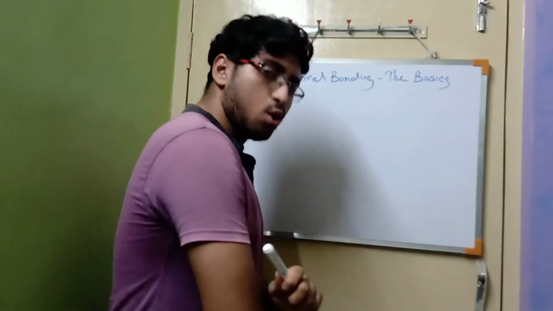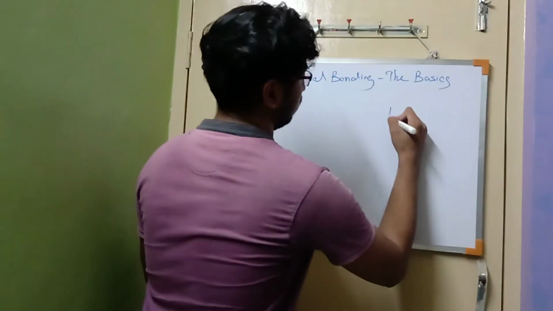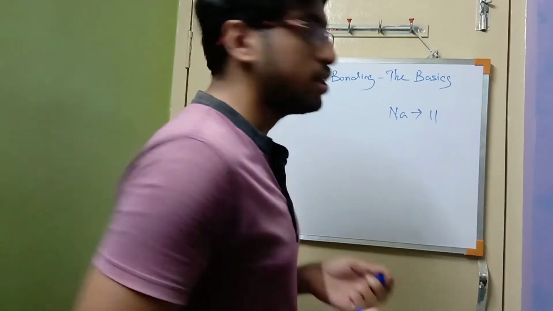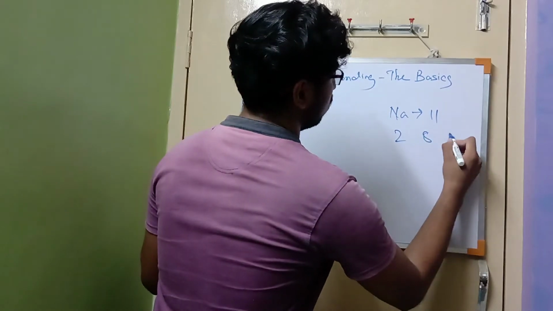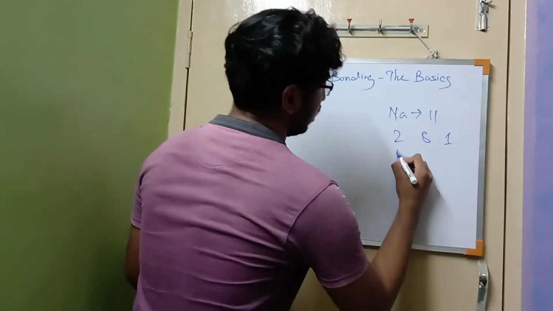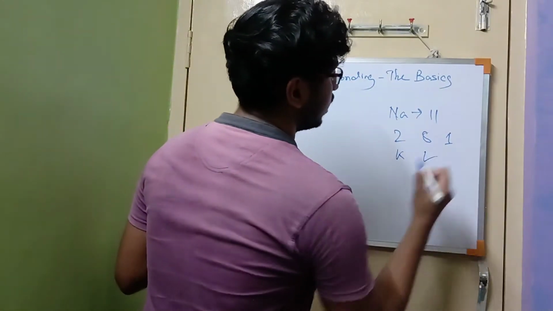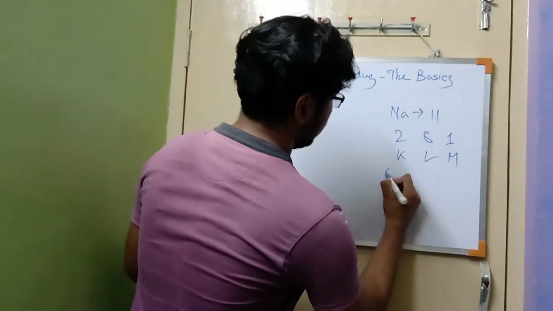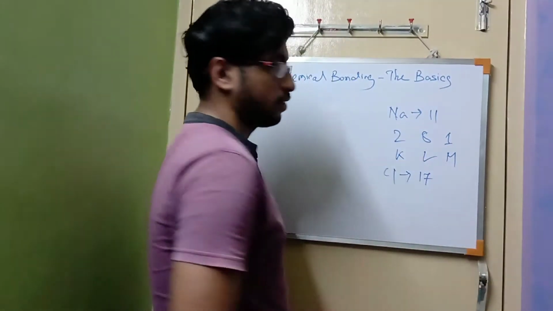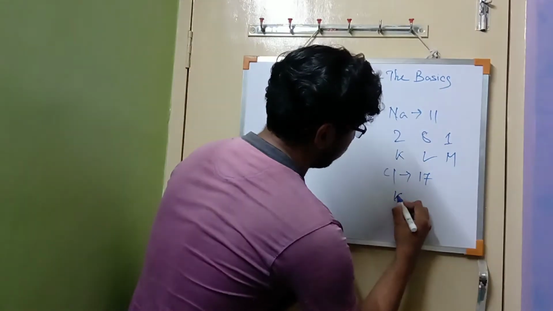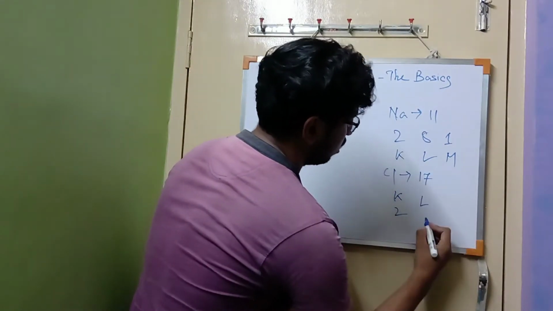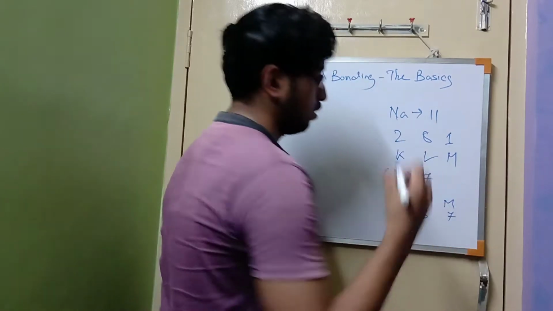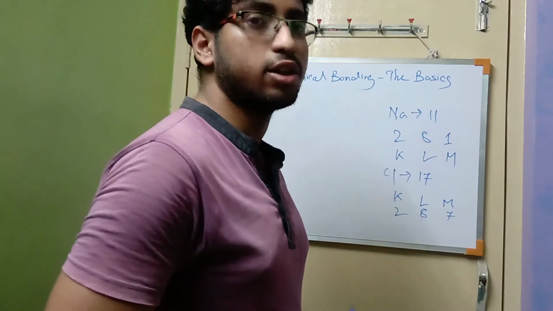Firstly, we have to know how many electrons sodium carries. That is 11. The normal electronic configuration of sodium is 2, 8, 1. That means the K shell contains 2 electrons, the L shell contains 8 electrons, the M shell contains 1 electron. Chlorine contains 17 electrons. Here the K shell contains 2 electrons, the L shell contains 8 electrons and the M shell contains 7 electrons. So this is the general electronic configuration of sodium and chlorine.